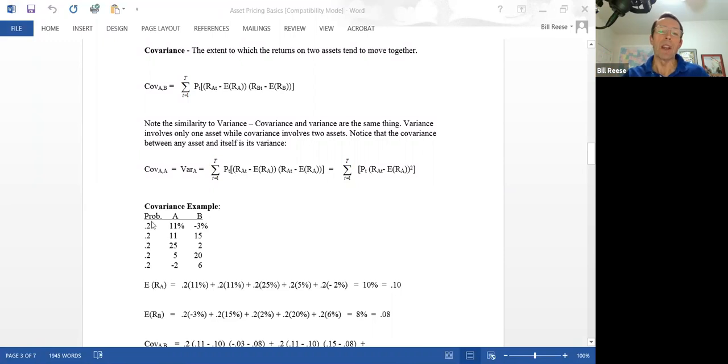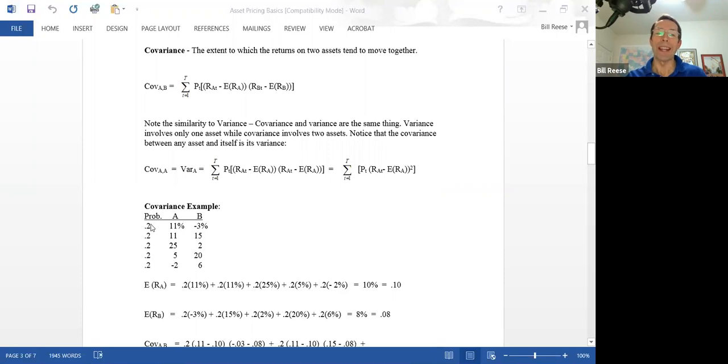So we can think of this as the first state of the economy being a normal economy, and the probability of having a normal economy is 0.2. The second one could be if we have inflation, and that probability is 0.2. The next one could be if we have recession. The next one could be a booming economy, and the next one could be a below average economy. So they can be whatever you think, but there are 5 different things that can happen. Each one has a 0.2 probability of happening.